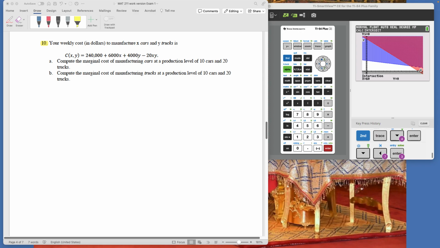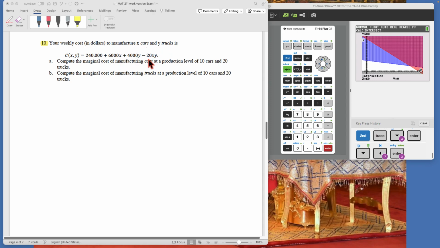This is the last of the 7 questions, at least in the order I've done it. I got all the other ones in, so be able to basically get partial derivatives in this case over here. Okay, so question 10. We're given a cost function, weekly cost in dollars to manufacture X cars and Y trucks.